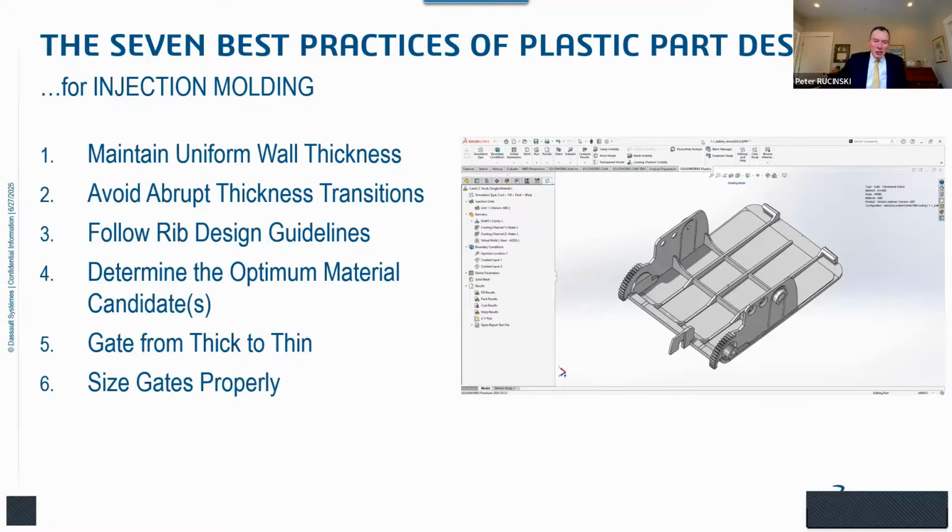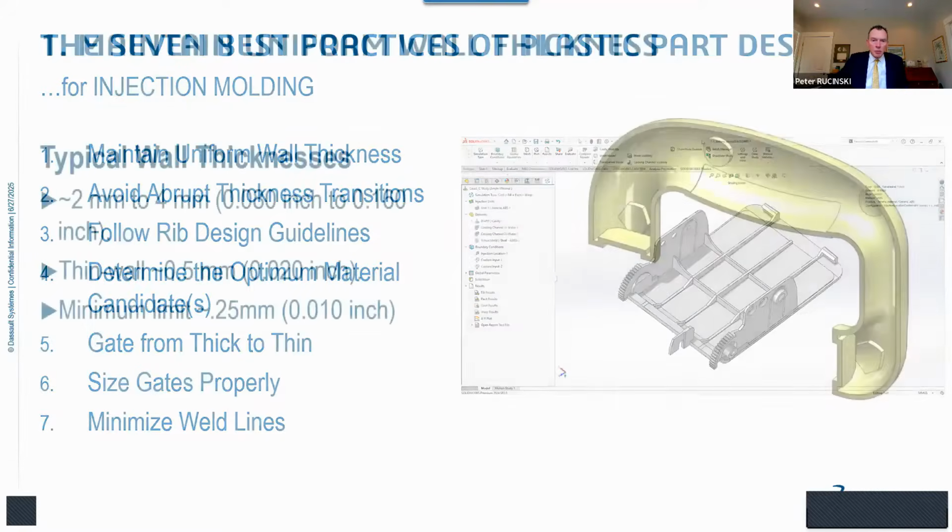Make sure that you size your gates properly. I can't tell you how many times I see a problem where everything else is generally okay, but the gate is just way too thin. So the thickness or the diameter of the gate is just way too thin for the mold cavities to be properly filled and packed. And then number 7, always try to minimize weld lines, due to the fact that they can be structural defects in your part.